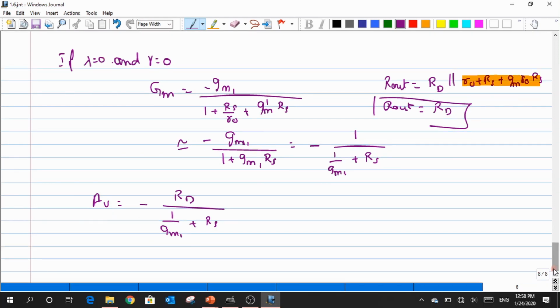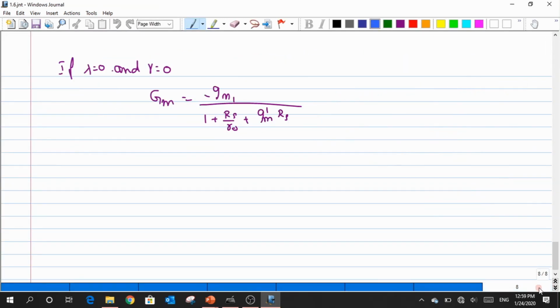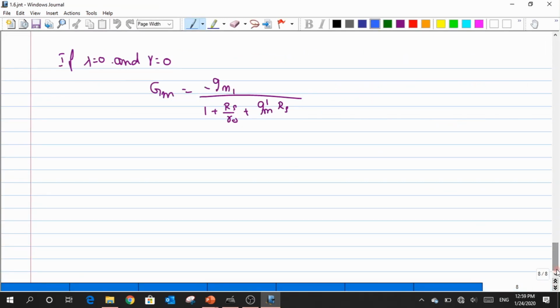Now, let us have a look into our circuit. I think it gets hanged up. Yeah, so the whole of this formula has gone off. I'll just make a quick fix.